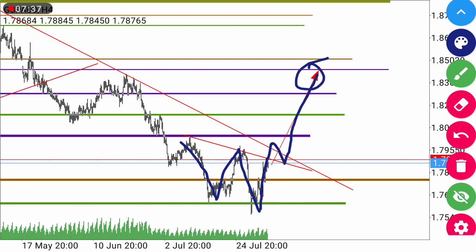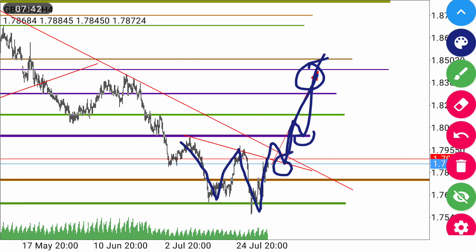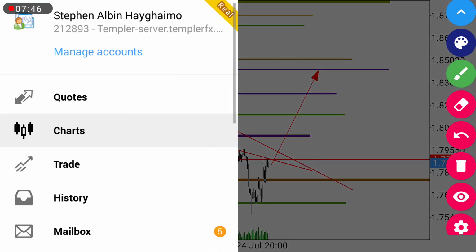Where do we get our entry? Our entry is going to be on this area, and if we miss that entry, we wait for a good retest at this support or resistance so that you can meet that target there. This is GBP AUD, this is H4 time frame.